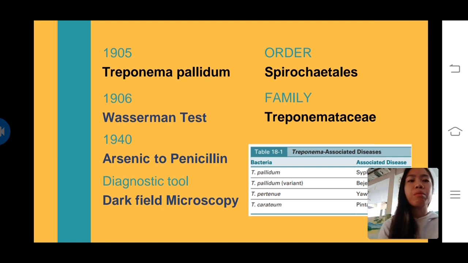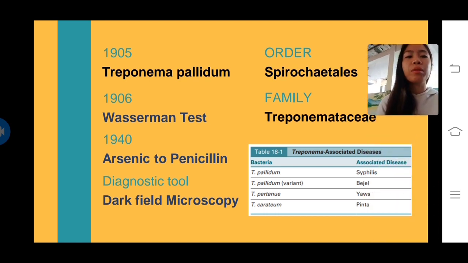Syphilis comes from the order Spirochaetales and the family Treponemataceae. There are three subspecies of Treponema: Treponema pallidum, a variant form, Treponema pertenue, and Treponema carateum. And they are associated with diseases called Bejel, Yaws, and Pinta.